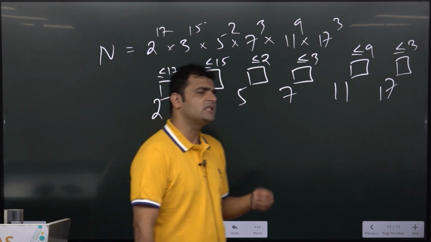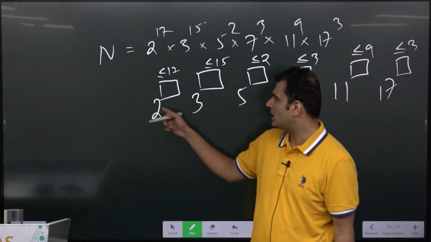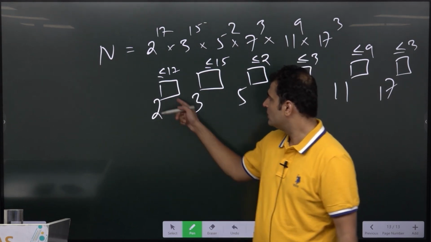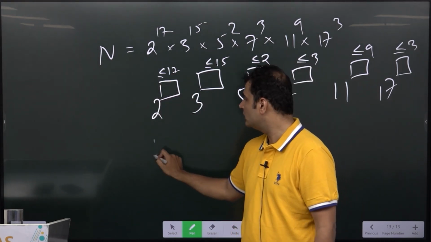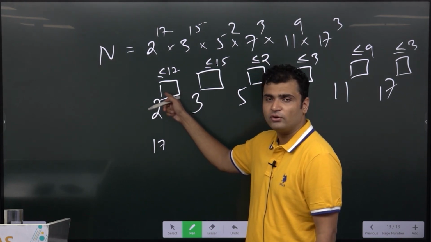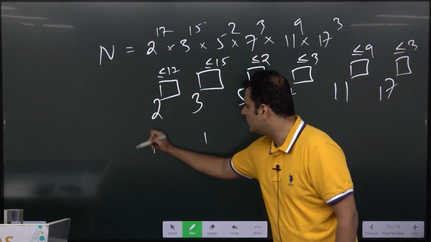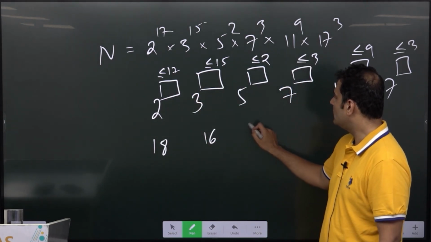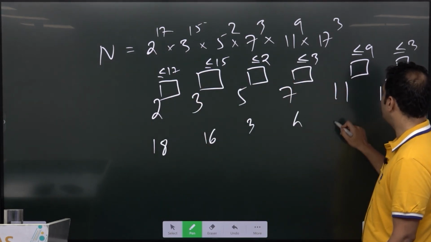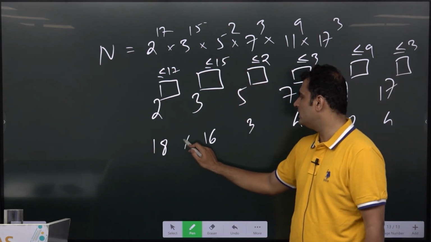So from this we can also find out how many factors are possible. Meaning, what can the power of 2 be here? We can have 0, we can have 1, 2, 3, 4, and so on up to 17. So there are 18 possibilities for this particular blank, 0 to 17. Here 16, 0 to 15, here 3, here 4, here 10 and here 4. So the number of possible factors of this number n is this.